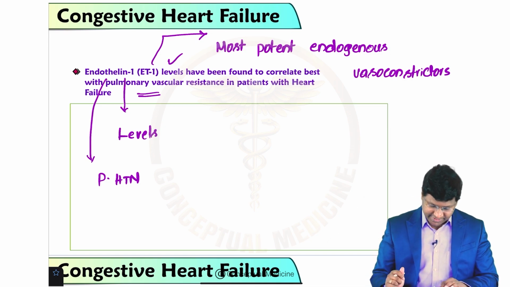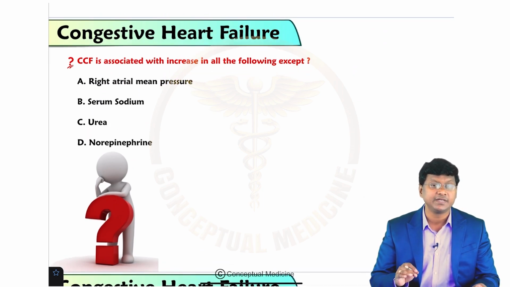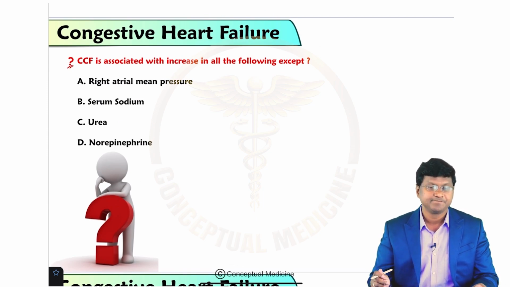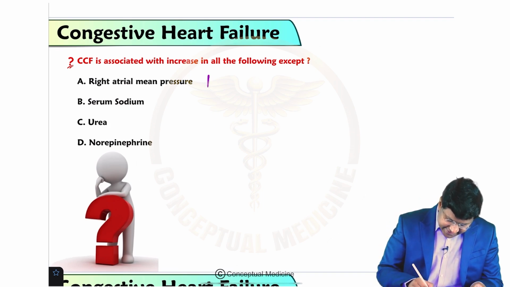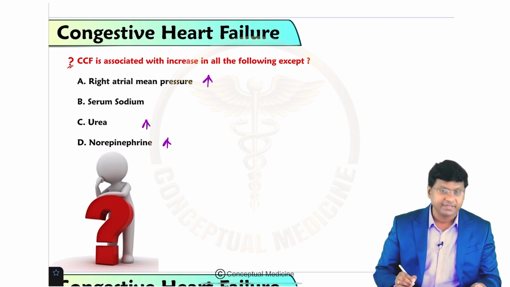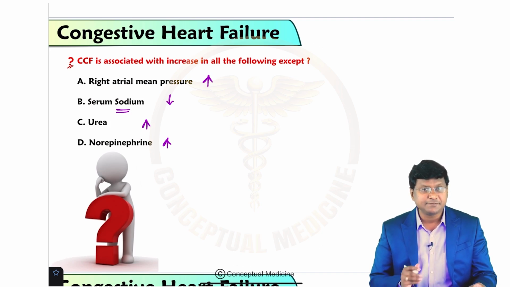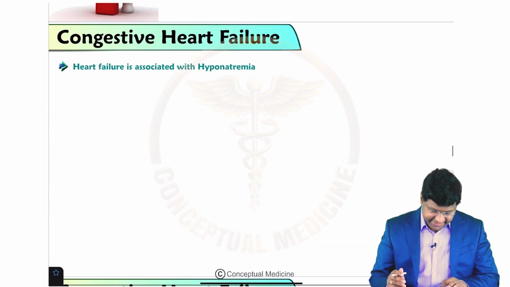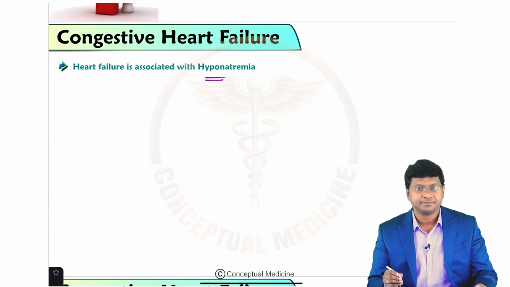Now after that, you see another question. Congestive cardiac failure is associated with increase in all of the following except: right atrial mean pressure, serum sodium, urea, and norepinephrine. So right atrial pressure is elevated, urea levels are elevated, and norepinephrine levels are also elevated. But if you take the serum sodium levels, they are reduced. These patients with heart failure are associated with hyponatremia.